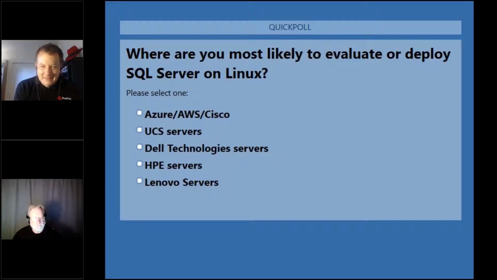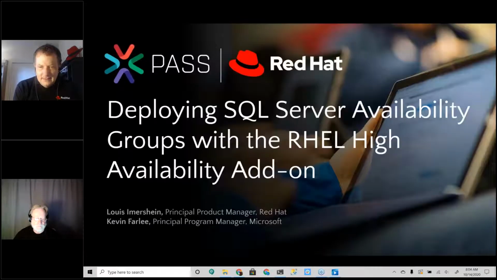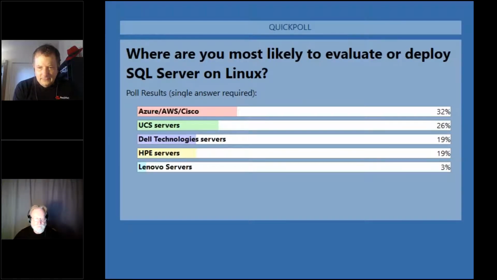Okay, so the results here are 32% of the audience says AWS, Azure, and Cisco, 19% Dell Technologies servers, 19% as well HPE servers, and 3% Lenovo.